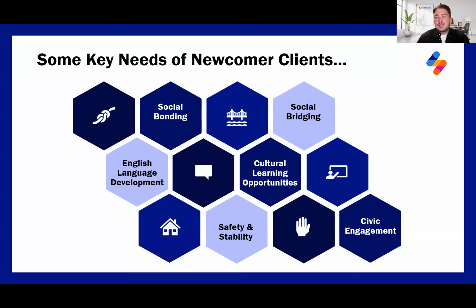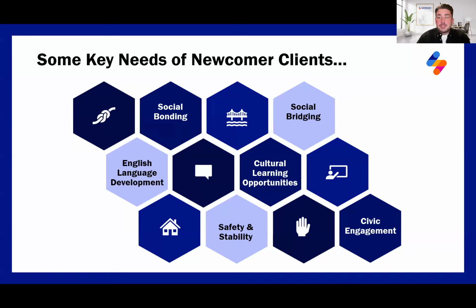With social bridging, at the very same time, it's just as important to build friendships and networks across communities so newcomers feel connected to their new neighbors and not isolated. As well, there's English language development. Language, as we all know, is the key that unlocks almost everything: jobs, healthcare, education, and even being able to connect with your child's teacher or doctor.